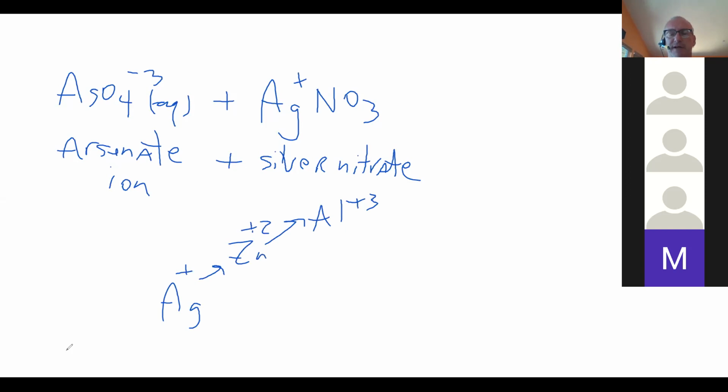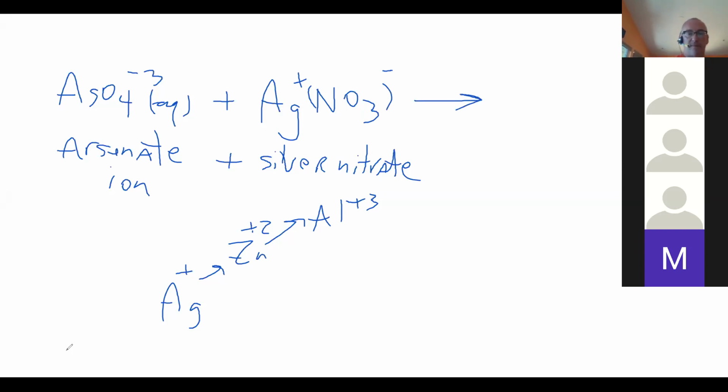What must be the charge on nitrate? This is the nitrate ion. What must be the charge on it? -1? That's right, it has to be -1 because there's a 1-to-1 ratio, if there's only one silver and only one nitrate ion. Nitrate is another polyatomic ion, and it has a charge of -1. So these are going to be the ions in solution.